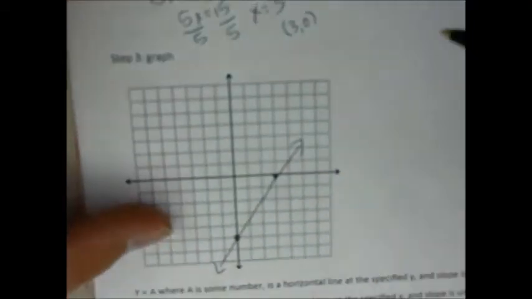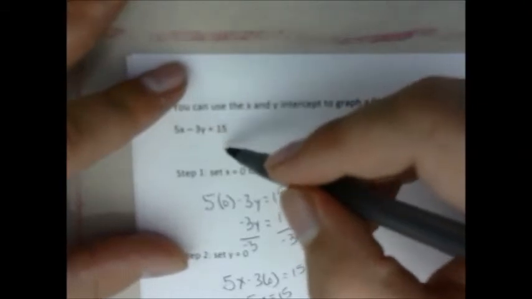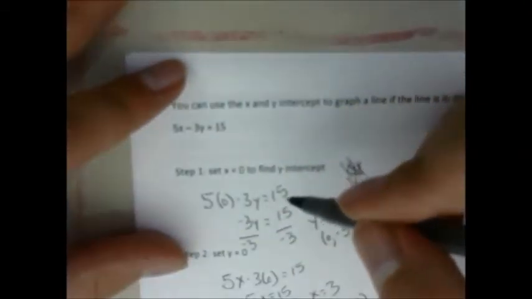So we talked about 3 different ways to really plot this stuff. If it looks like this, you can try to find the intercepts. If it's y equals mx plus b, you can either do the table or you can do the point and the slope.